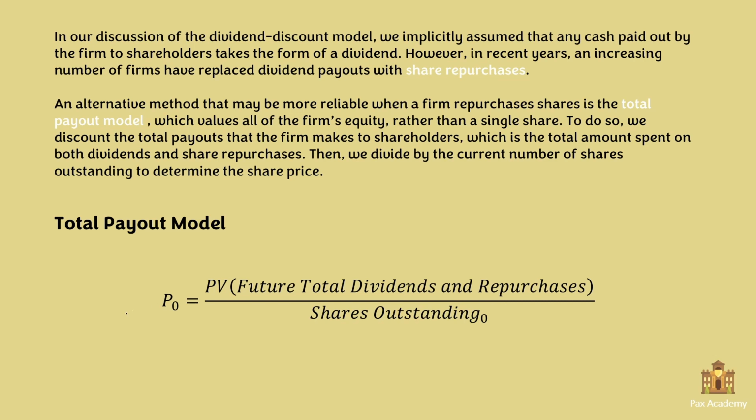So this is the formula, whereby P0, the fair price today of the share, is equal to the present value of the future total dividends and repurchases over the shares outstanding.